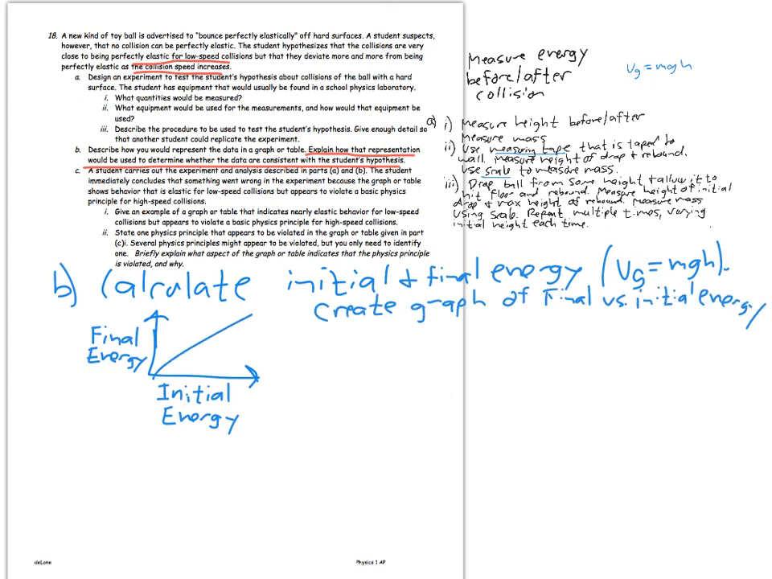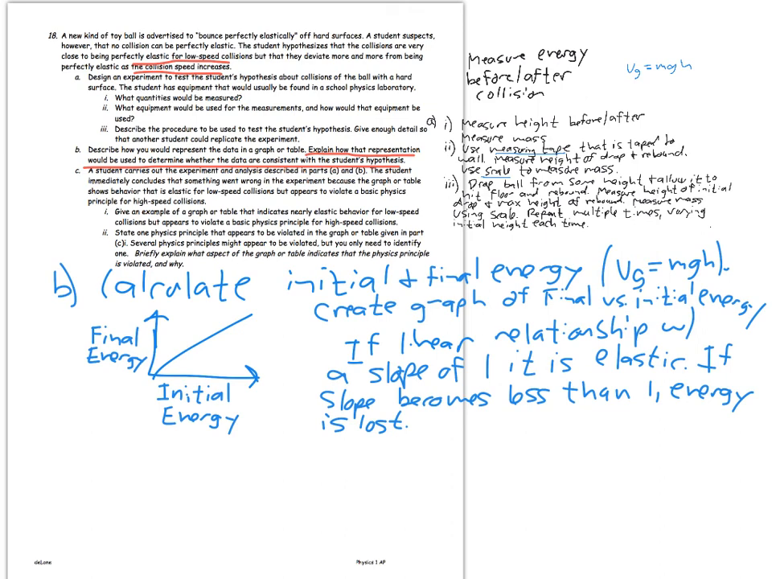And the key is, if it is a linear relationship with a slope of 1, that's going to indicate that energy is conserved. If it starts to deviate, if we start to see the slope drop below 1, meaning that the final energy is not increasing as quickly as the initial energy is, that's going to show that the collision is not perfectly elastic anymore and there is some energy being lost in that collision.